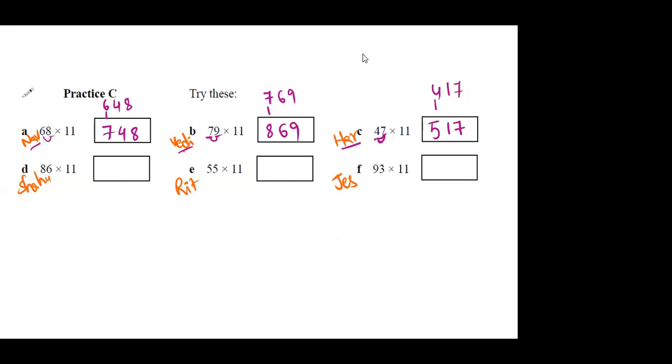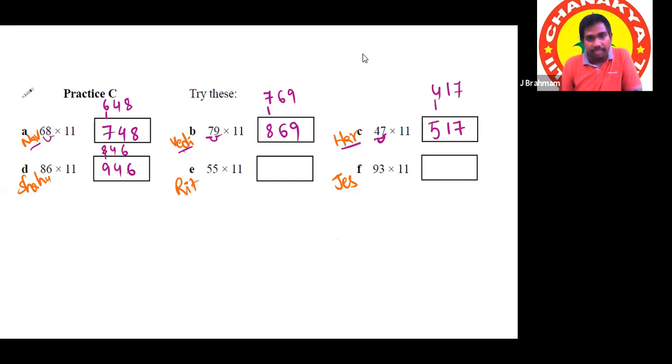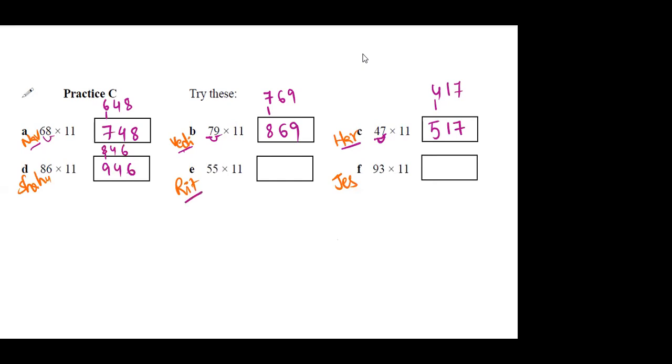Sir, we will write 8 in the starting, and 8 plus 6, it is 14. So we will write 1 as carry and write 4 in between. Then the last digit as 6. It will be 946. 946, correct.